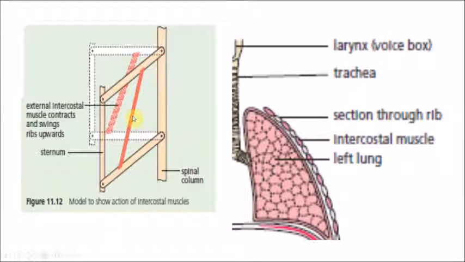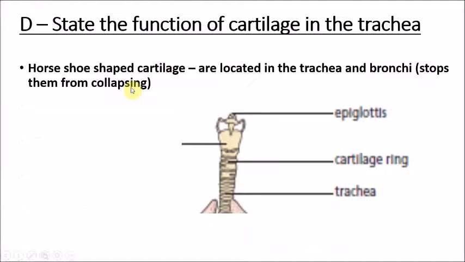Now, this picture just shows how when the external intercostal muscle contracts, it swings the rib cage. It's like a model of the rib cage. This would be the spine, this is the rib cage, and then this bit is the sternum, the bit in front of the heart. As it contracts, this muscle shortens and pulls these 2 bits together, which pulls the rib cage up, as you can see here. So it would pull the rib cage up this way, which basically creates more volume or more space in the thorax so that you can breathe more air in.